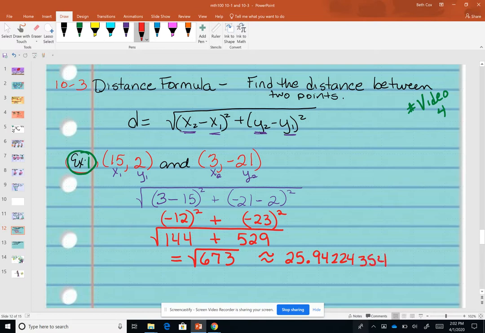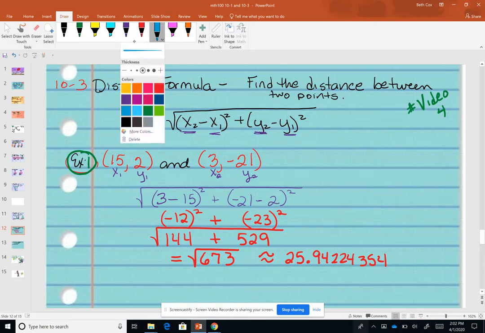25.94224354. Okay, now your computer's going to ask you to round it to something. So let's say the computer says round it to the nearest, I don't know, what's a good color I need here?